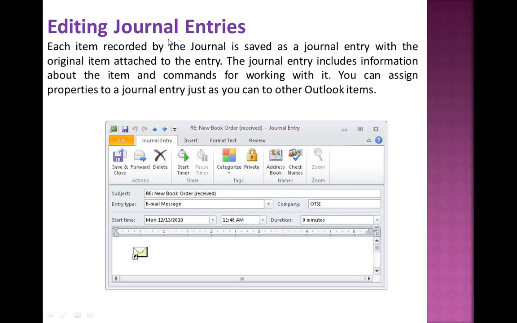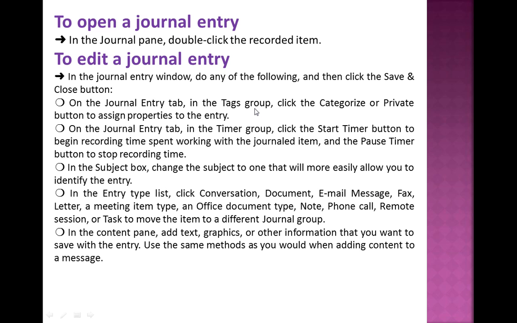Then how to edit the journal entries? Each item recorded by the journal is saved as a journal entry with the original item attached to the entry. This is the journal entry, this is subject, this is entry type, then company, there is a start time, there is a date as well as a timing, duration, this is a message. The journal entry includes information about the item and commands for working with it. You can assign multiple properties to a journal entry just as you can do to other Outlook items.